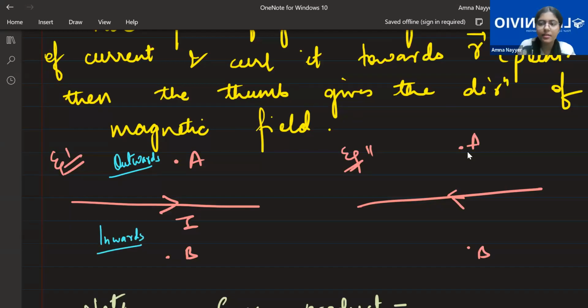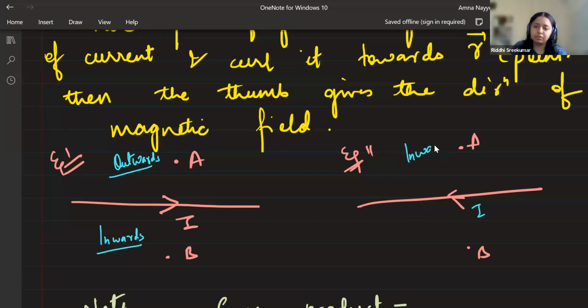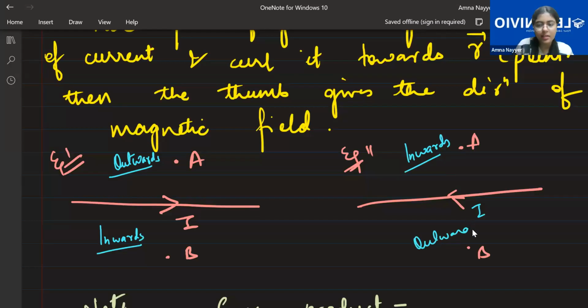Try for this, Riddhi. A point here. This is the current. A would be inwards. See, current is going like this. Point is here. And B? Outwards. So, got it? Got the direction part for this?